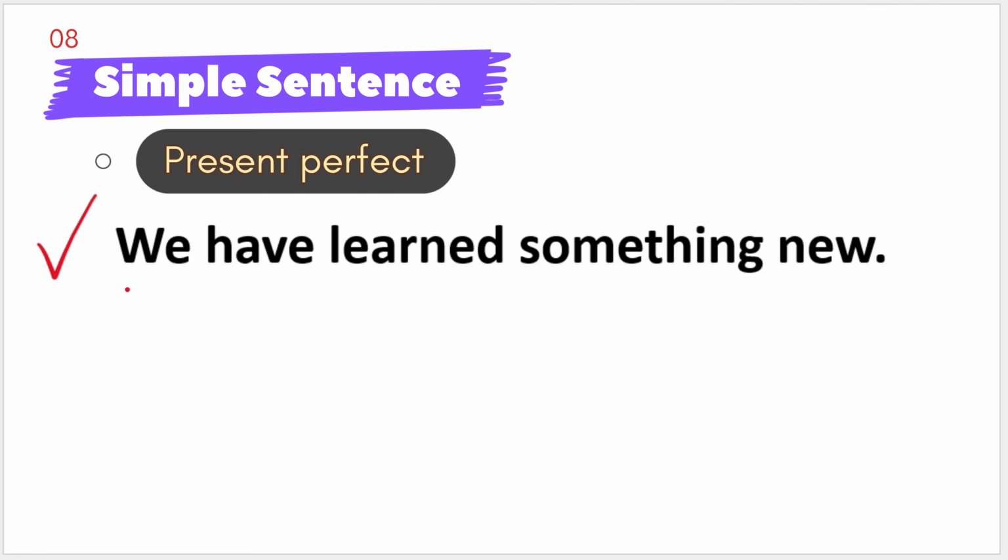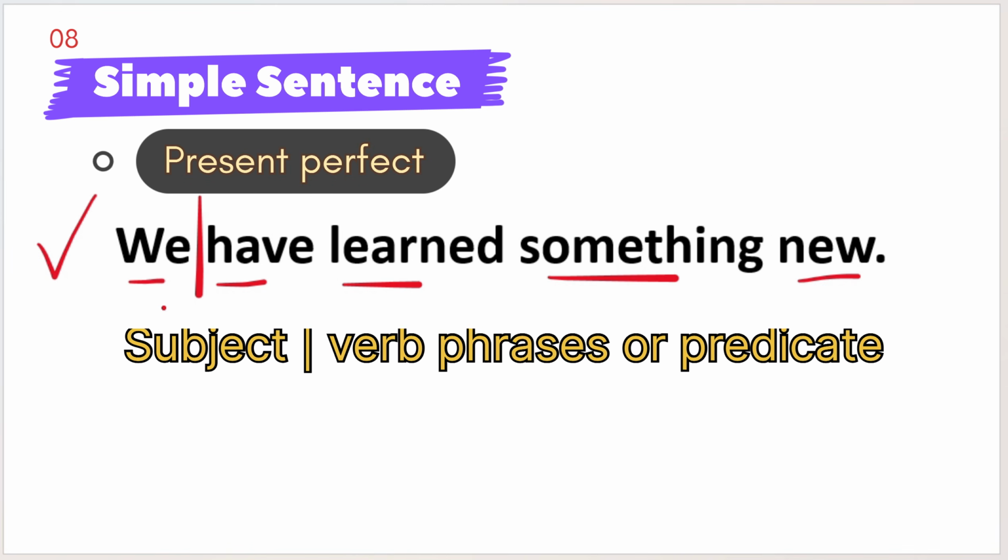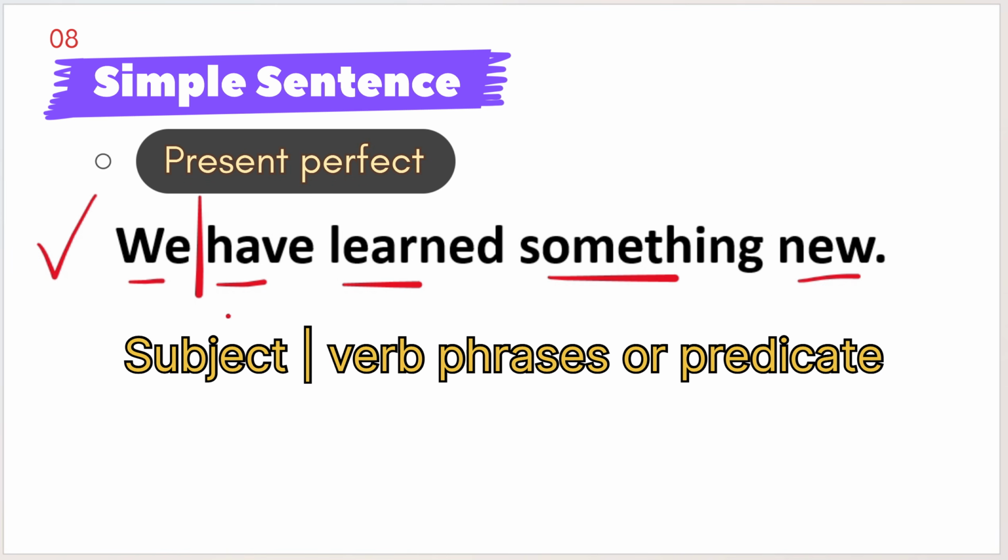You can see there are 5 words. The first word, we, is a pronoun. The second word, have, is a verb. Learned here is a verb. Something is a pronoun, and new here is an adjective. So in this sentence, we have pronoun, verb, verb, pronoun, and adjective. All right, and you can separate it into 2 parts here. The first, we, is the subject, and from have to something new, we call it the verb phrase.